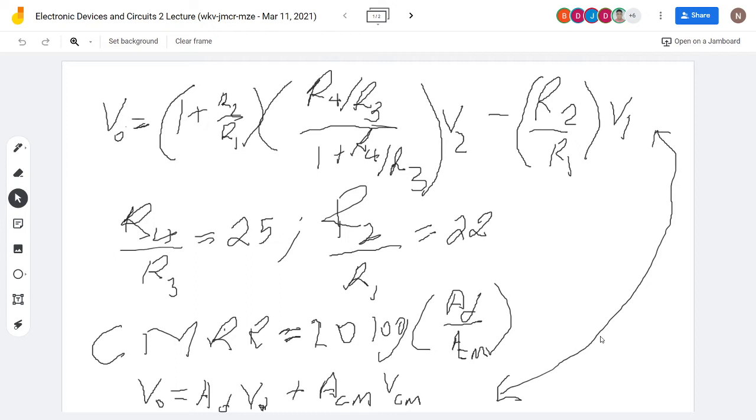V2 minus V1, or vice versa. It's really just the difference between the input voltages, right? And we also know that it's supposed to be a semicolon anyway. We can get rid of those.